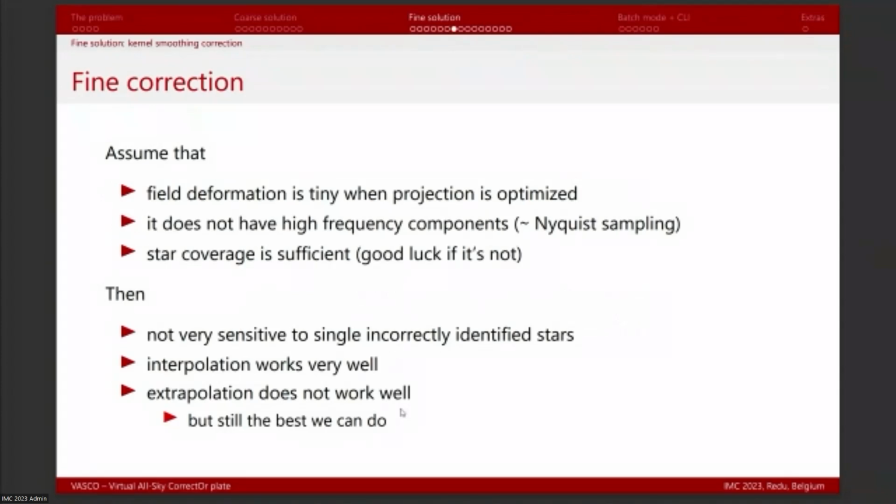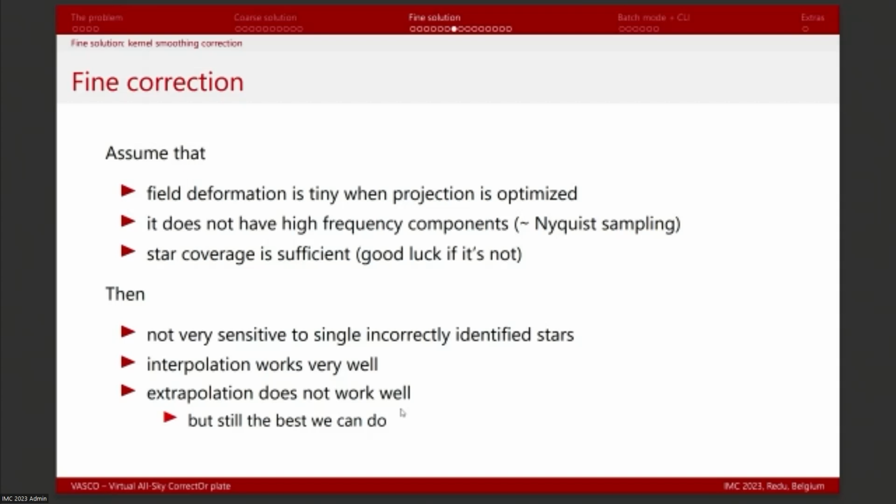The correction has several assumptions. First of all, that the field deformation is tiny, which is probably true because we saw that the stars are already at their positions. That there are no high frequency components, which, in the case of hundreds of stars, is usually very well fulfilled as well. But of course, sometimes we don't have sufficient star coverage. For instance, there is a cloud in one half of the sky, and if the meteor is not passing exactly among the stars, then it's not very easy.